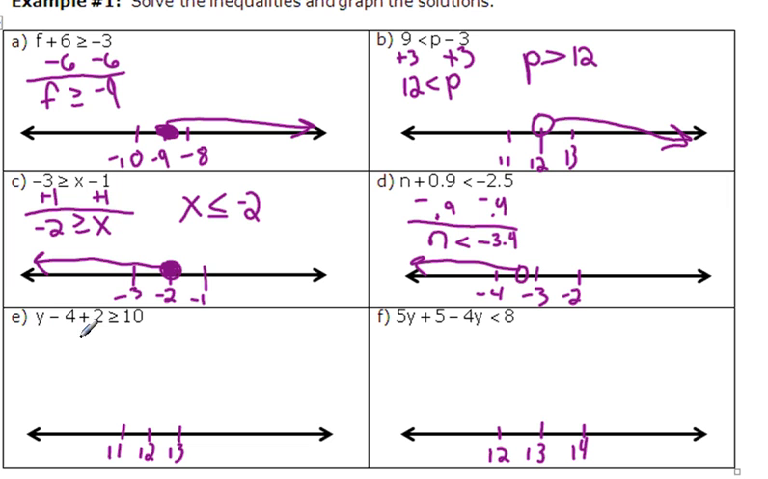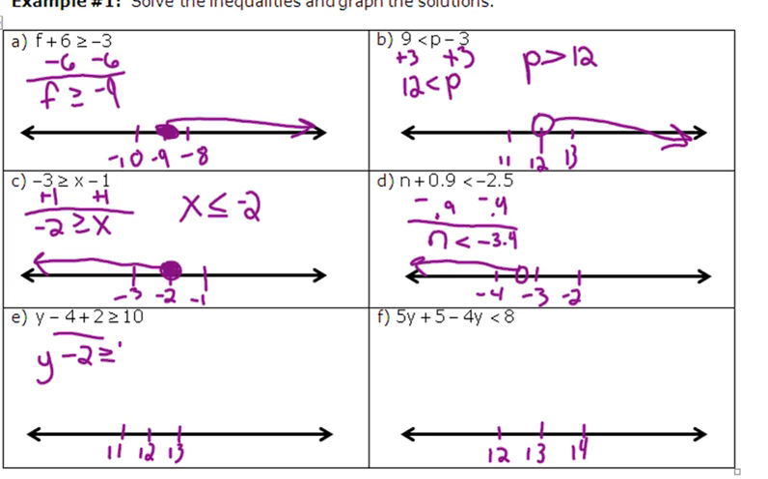Now E, I know this looks like it's a bigger problem, but if I look on the left side, I have y minus 4 plus 2 is greater than or equal to 10. So this one, before I even solve this, I want to combine my like terms. Negative 4 and positive 2 are both regular numbers. I can combine the negative 4 and the positive 2. Negative 4 plus 2 is negative 2.